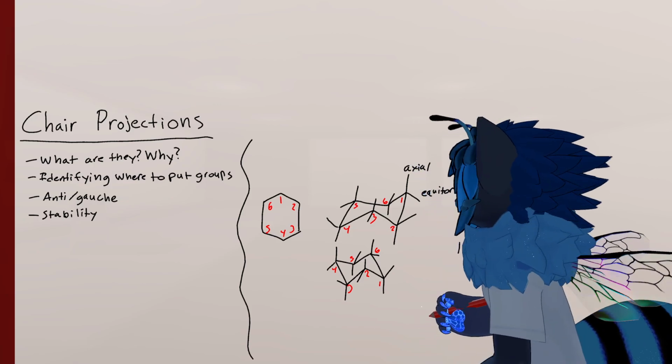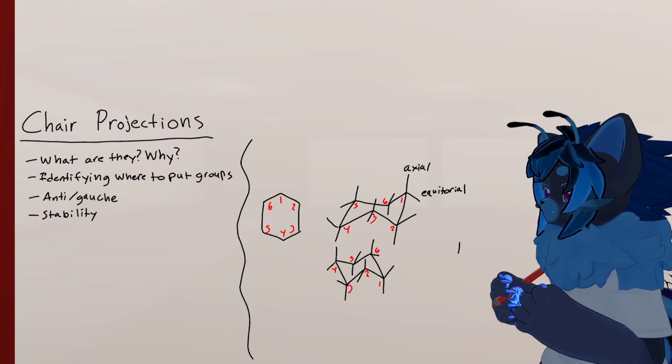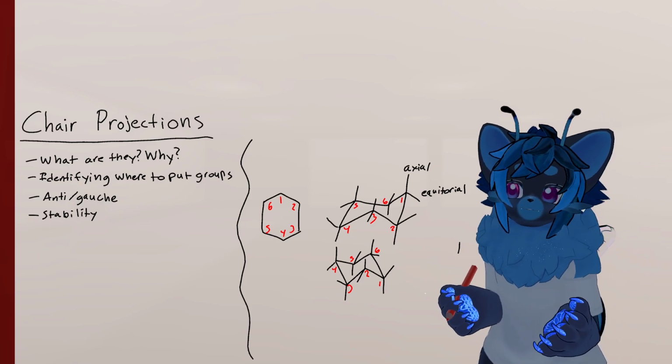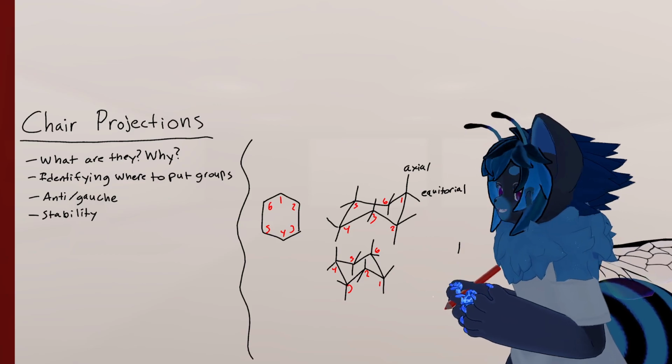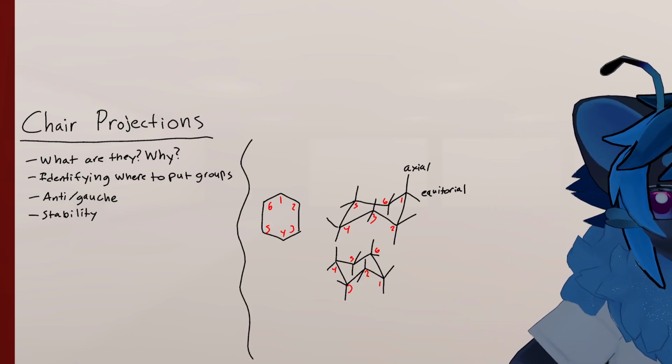So our next point now is that we don't just look at cyclohexane. It's a basic molecule, so we're going to start adding groups onto it. Let's take a methyl group on there.